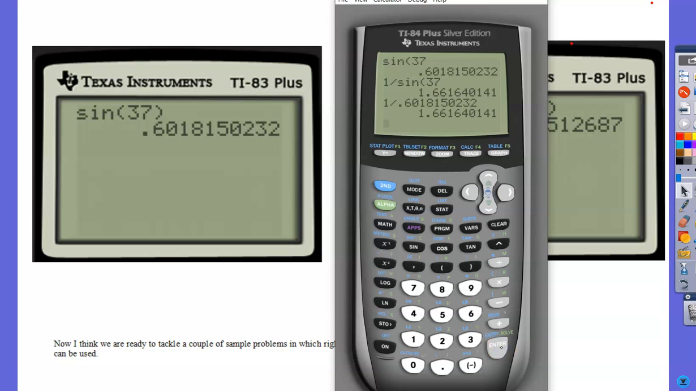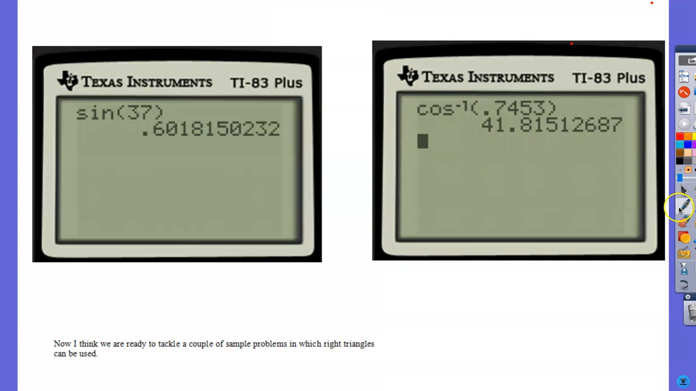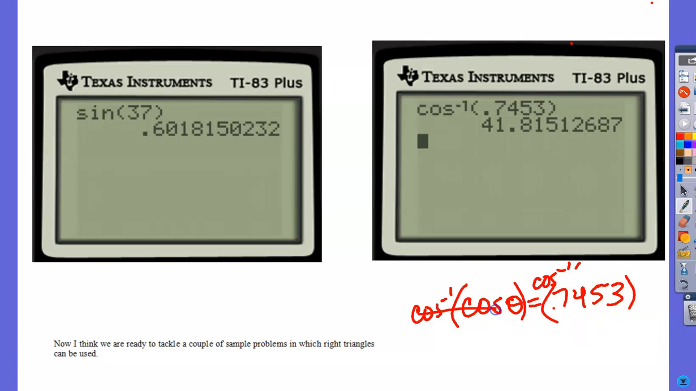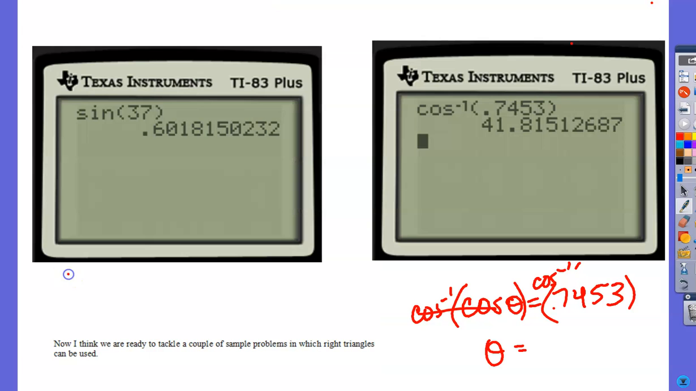Same thing. Okay. If you want to solve for an angle where you have cos theta equals this value, 0.7453, this is when you do the cos inverse on both sides. Remember, because you're undoing cosine. So this is if you're trying to solve for the actual angle itself. This is when I do second cos. That solves for an angle. And I would put in 0.753453, and I would get about 41.8 degrees. Okay. So let's try a couple of problems and see how we do.